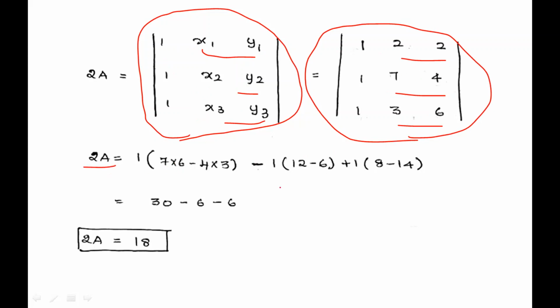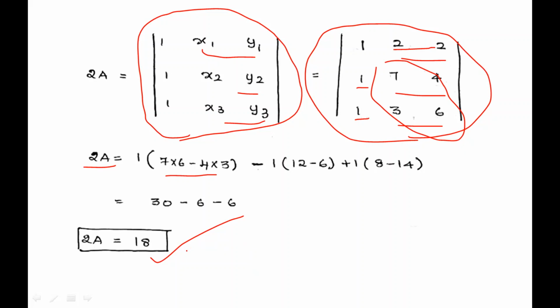So you have to open this determinant like this: 1, then this minor. So for 1, this is the minor matrix, 7 into 6 minus 4 into 3. Similarly, we will take this one, minus 1 of, then for this we have to take this minor, 12 minus 6, then plus 1, we are considering this one, then 8 minus 14. So the 2a value is coming as 18. Suppose if units are given for the coordinates, you will get either mm square or centimeter square for this 2a value. Here we are not mentioning units because no units are given in the question.